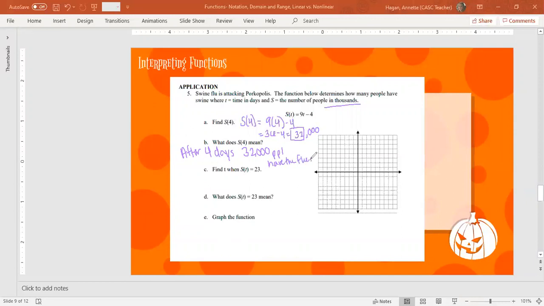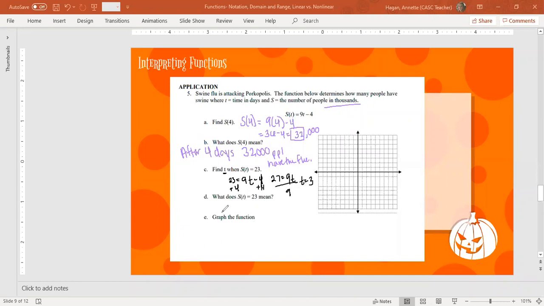Okay. All right. C is find T when S of T equals 23. So this is kind of an opposite problem. We're finding what is the input to get an output of 23. So we're going to set it equal to 23, and we're going to do 9 times t minus 4. We're going to solve this for t to get our answer here. So we're going to add 4 to each side. I get 27 equals 9t, divide by 9, t equals 3.